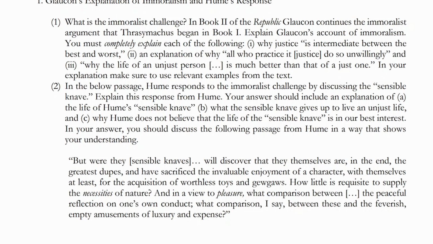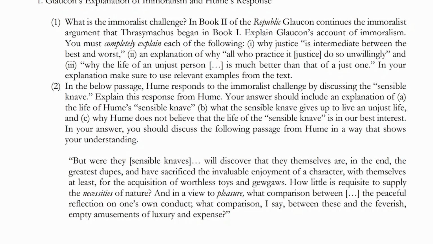That means, did you give a response to everything asked about in the question? So for instance, in this case, if you got this question, what is the Immoralist challenge? So I would need a definition of what the Immoralist challenge is. And then explain Glaucon's account of immoralism by completely explaining each of the following. Why justice is, quote, an intermediate between the best and worst. I will need an answer to that. An explanation of why all who practice justice do so willingly. What's the reason for that? Why the life of an unjust person is much better than that of a just one. How does Glaucon explain that?